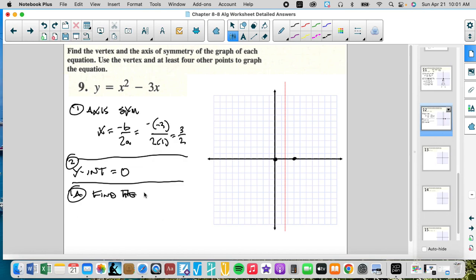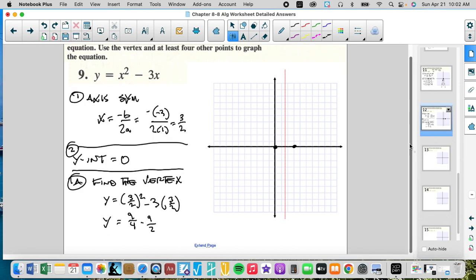I didn't have to find the vertex before because it lay on the y-axis, so I knew it was the y-intercept, so I could just derive that from the equation. So finding the vertex, I know the x value. I know that it's going to lie somewhere on here, so whatever that point is going to have an x value of 3 halves. So I'm going to plug that back into here. 3 halves squared minus 3 times 3 halves. So that is 9/4 minus 9 halves.